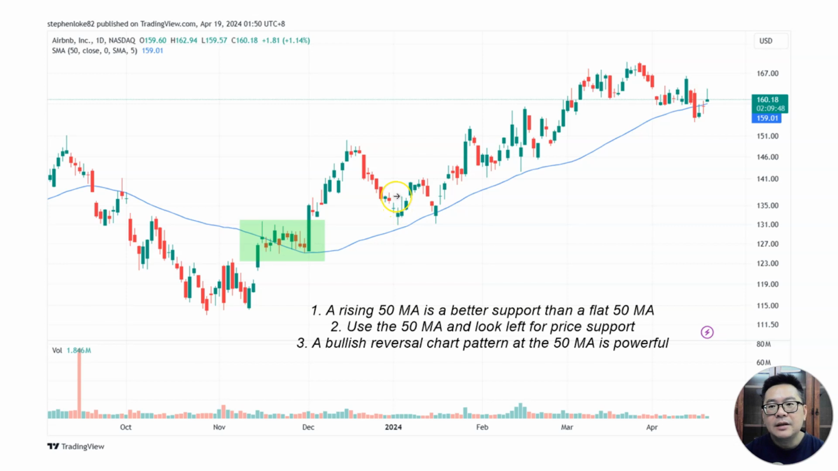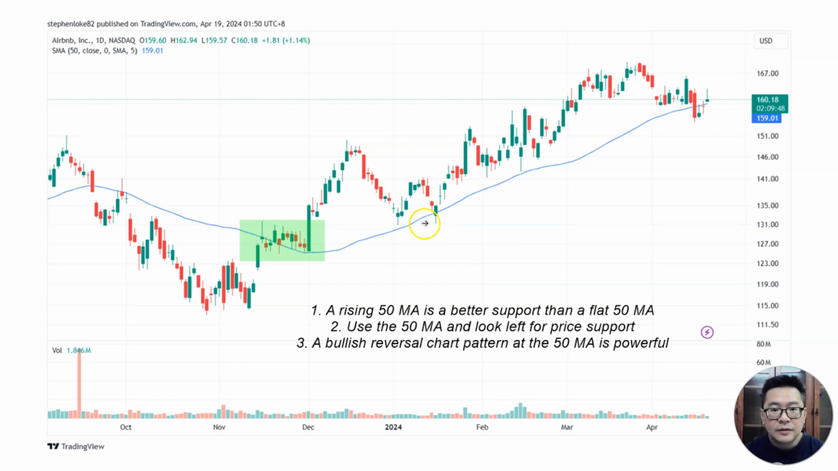Number two, use the 50 MA and look left for price support. So the 50 MA is actually a guide for you to find price support. The 50 MA is a subjective support because everybody looks at it and thinks, hey, it's going to stop dropping. So it's subjective. The 50 MA is derived from price itself, but price itself is king. And price itself is actually a real support.